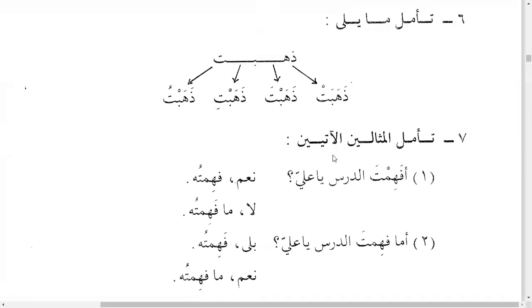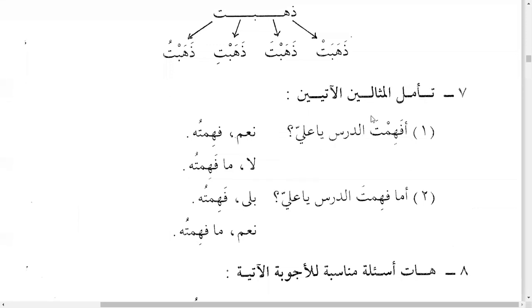تأمل المثالين الآتيين. Okay, so we have to reflect on the following examples, 2 examples over there. مثالين الآتيين. Why not مثالان الآتيان? Because it's mansub after the command verb. Yes, exactly. So we have the imperative verb, which is the command, and we know that after the command, the verb has to be mansub.